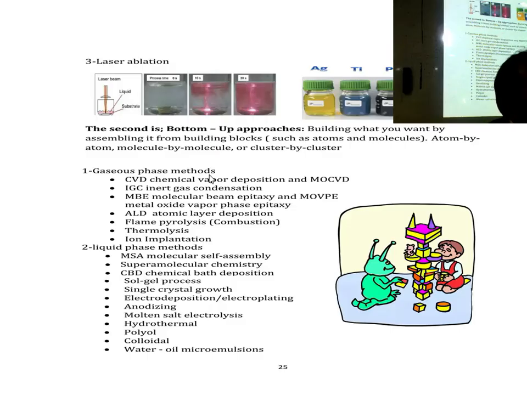So many methods I will tell you. One practical method we are using in the lab for preparing nanomaterial. How? First you take zinc nitrate.